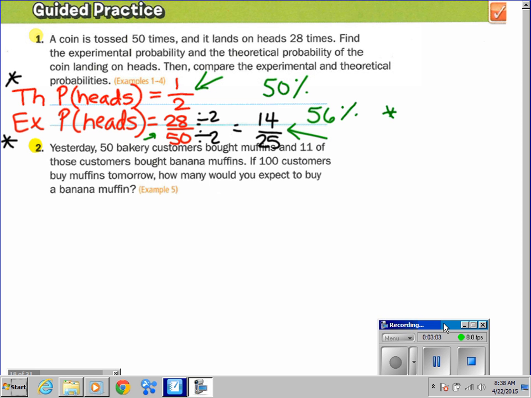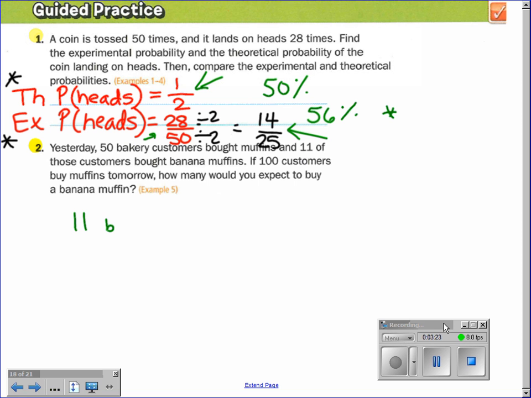Last one here. This is on making a future prediction. So it says yesterday, 50 bakery customers bought muffins, and 11 of those customers bought banana muffins. If 100 customers buy muffins tomorrow, how many would you expect to buy a banana muffin? A lot of you can guess this. However, I want you to see what I'm going to set it up as. So there's 11 banana, and we have 50 customers. So 11 of them bought banana. There were 50 customers. This needs to be the banana, and then this needs to be the customers.